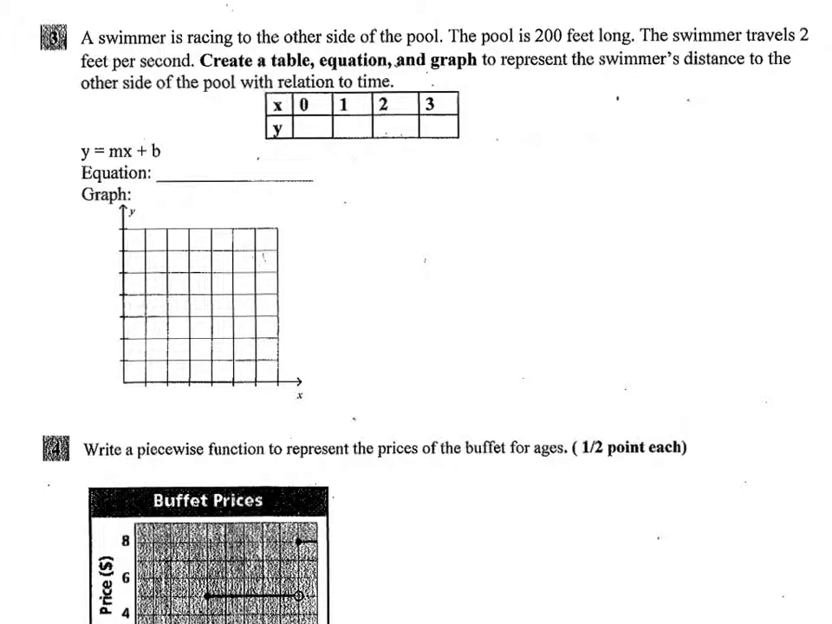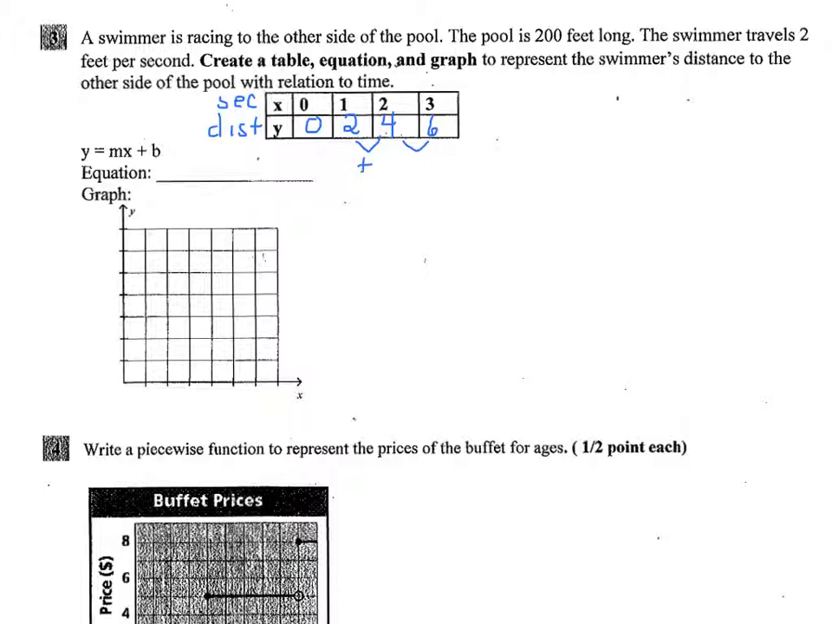We need to fill in the table first to show how far the swimmer has gone. At 0 seconds, the time will be the x-axis, and the distance will be the y in feet. So at 0 seconds, the swimmer swam 0 feet. After 1 second, he swam 2 feet. After 2 seconds, he swam 4, and then 6.